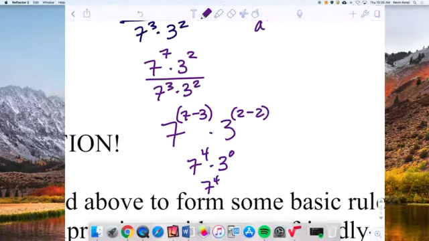And that would be the same thing as if you had divided out the 3 squareds up there. 9 divided by 9 is 1. 3 to the 0 is 1. So your final answer is 7 to the 4th.